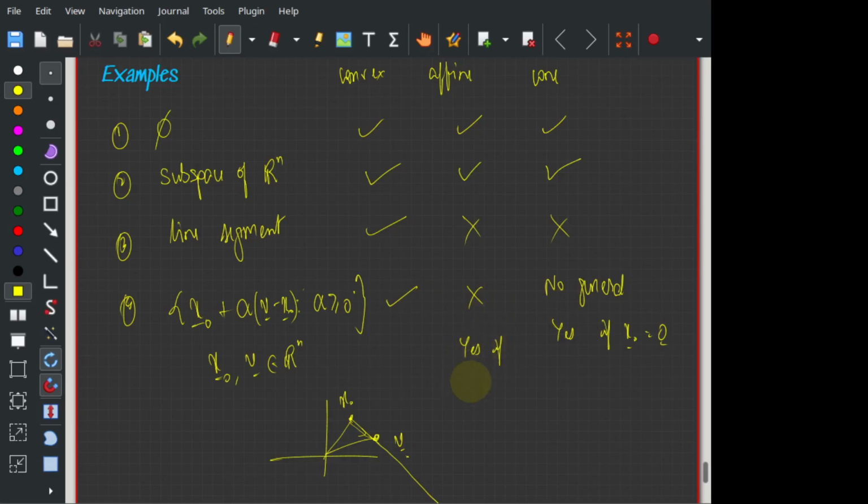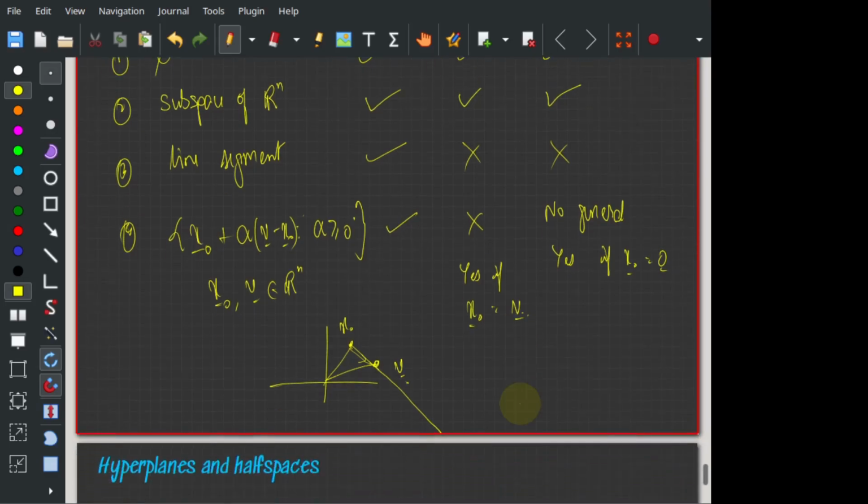If x naught is equal to infinity or minus infinity, in that case also it will be... but it's not a vector, right? Infinity minus infinity.